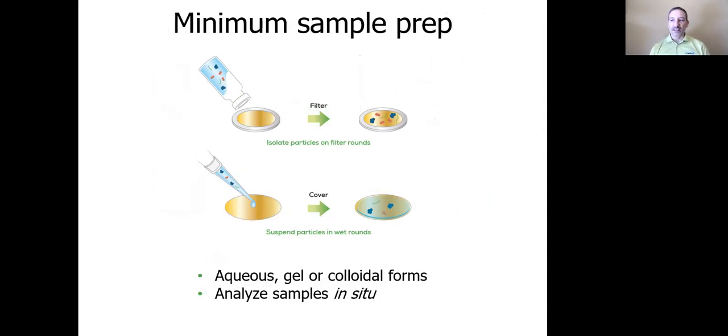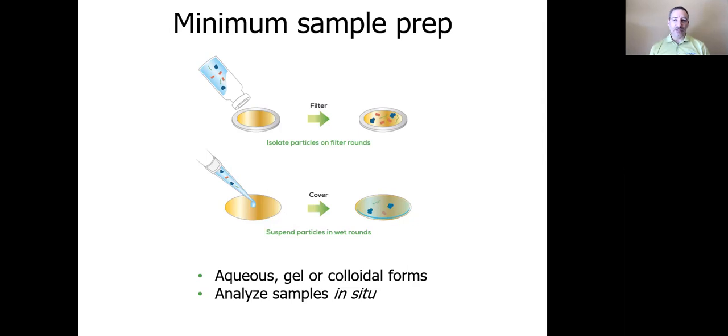So if it's a sample that might have many particles, you can filter it through this gold-coated filter round. The filter rounds have different size cutoffs, so you can remove things that are under a couple microns in size if you want, or retain them on the slide.